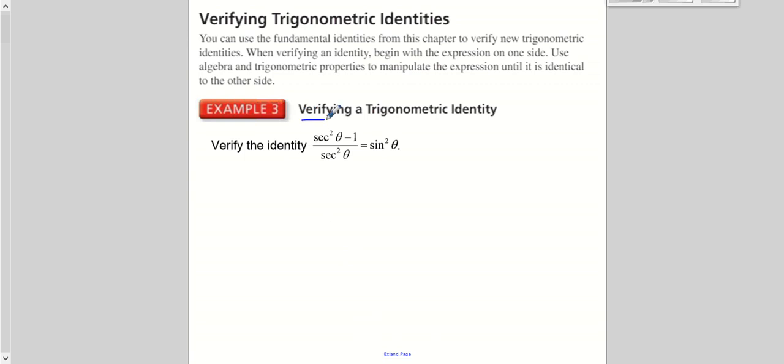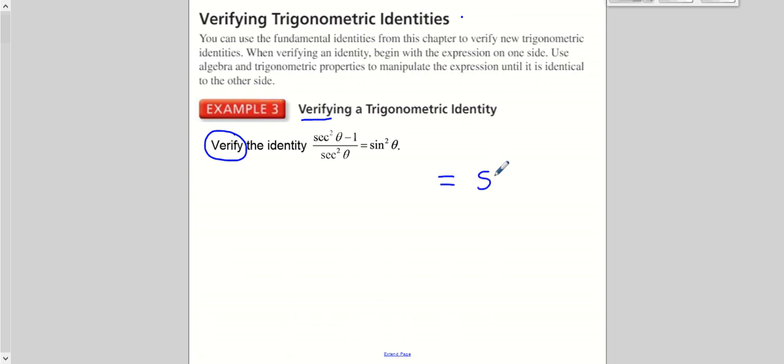Example 3, verify a trig identity. Verifying trig identities. You can use the fundamental identities from this chapter to verify new trigonometric identities. When verifying an identity, begin with the expression on one side. Use algebra and trigonometric properties to manipulate the expression until it is identical to the other side. So the big thing to notice is that we are verifying that it's true. So we cannot do something to both sides of the equal sign. We are only going to manipulate one side.